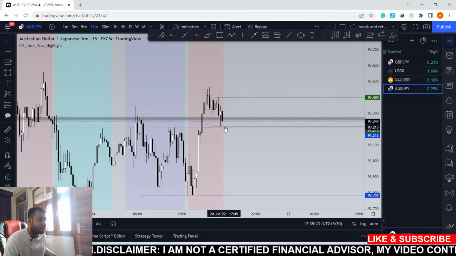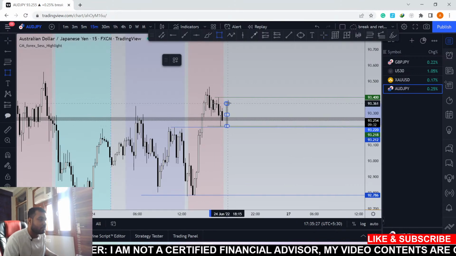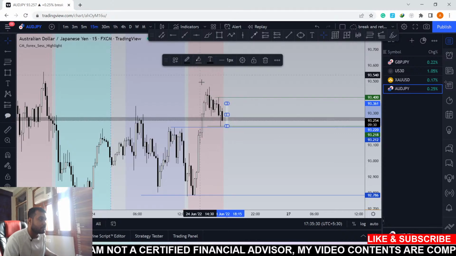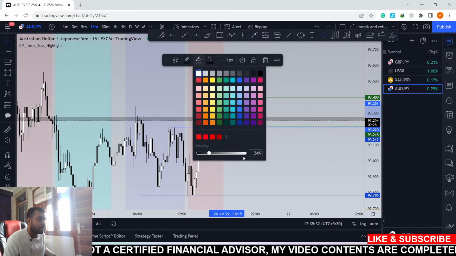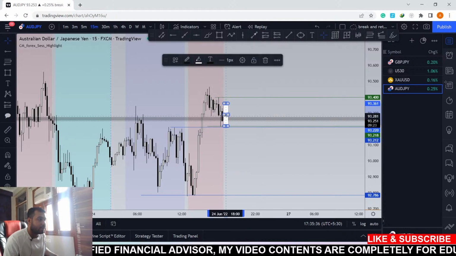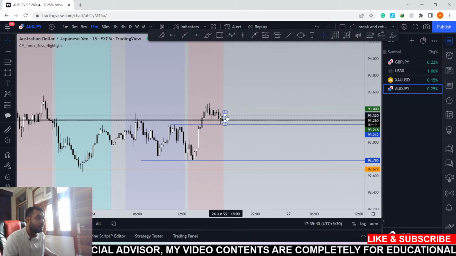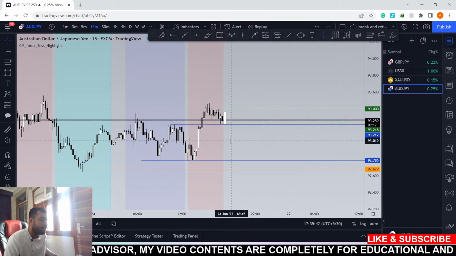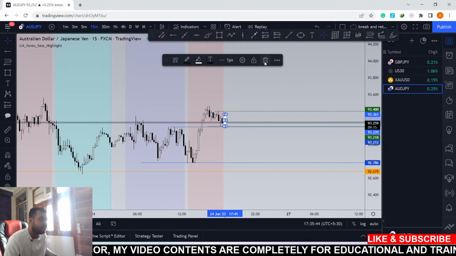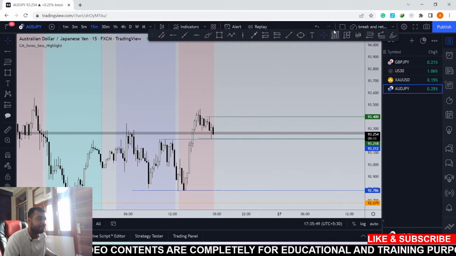We get a nice rejection from this area. Let's suppose we get a nice bullish candle like this, then I would like to take an entry in AJ. If we get some sort of nice bullish candle somewhere around this area, then there is a very high chance that it will continue its move to the upside.